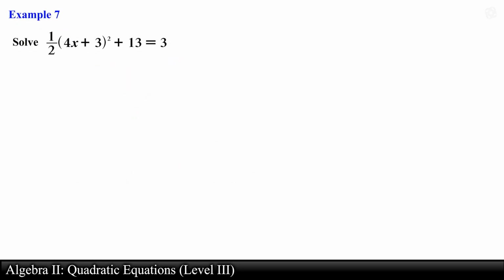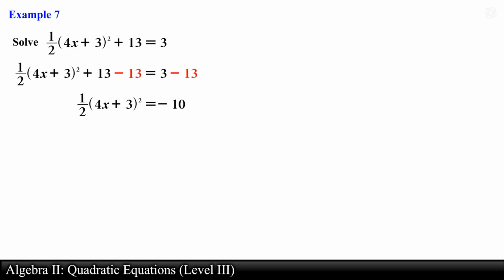Solve the equation 1/2 times the quantity 4x plus 3 squared plus 13 equals 3. This problem requires nearly all the techniques that we have seen from the previous examples. So let's start by solving for x by subtracting 13 from both sides of the equation. Simplifying the expressions, we obtain the following. Next, we multiply both sides of the equation by 2 to get rid of the fraction 1/2. Doing that, we have the following.